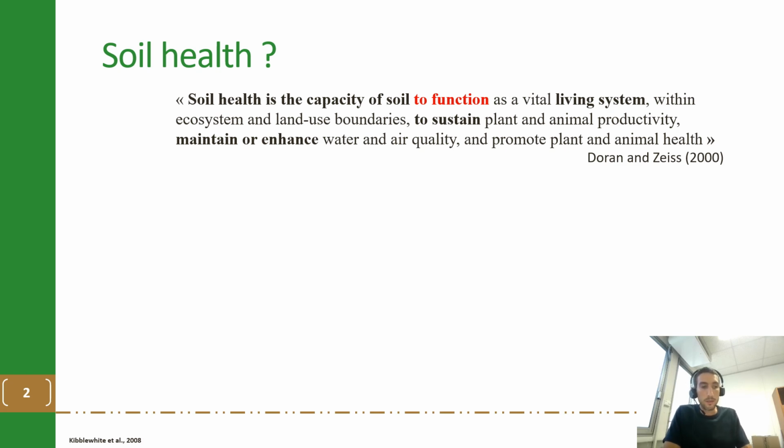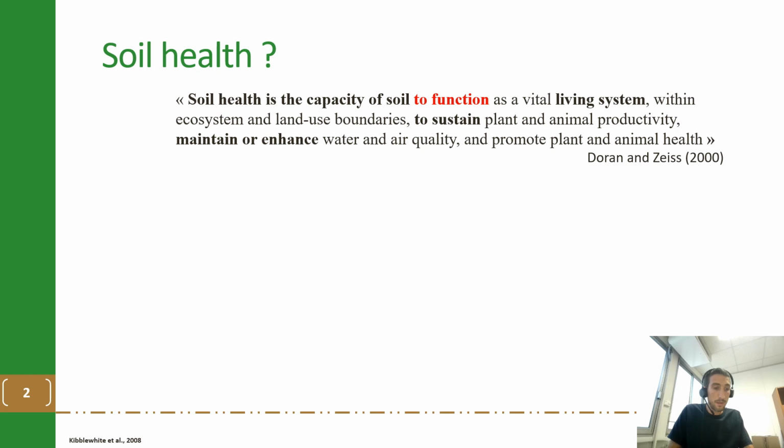It is the capacity of soil to function as a living system within an ecosystem, according to its limits, to support animal and plant productivity and maintain and improve the quality of air, water, and thus the health of plants and animals. We can see here that the central parameter of soil health is the soil's capacity to function.